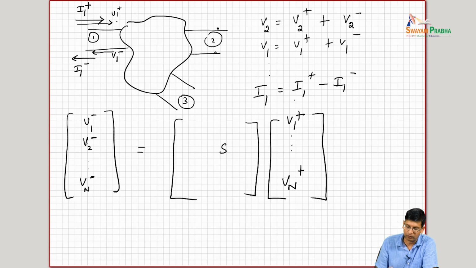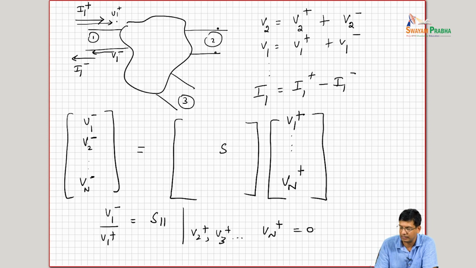And why do I do this? Well, in this scenario, I find that if I want to measure V1 minus by V1 plus, right? And that would be S11. I need to basically make sure that V2 plus, V3 plus, etc., Vn plus are equal to 0, right? That becomes my objective in the measurement. And I know now that I can basically define this concept of reflection, right?